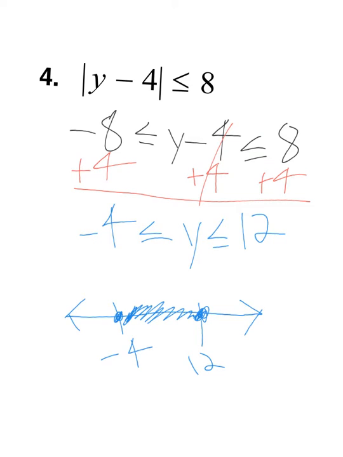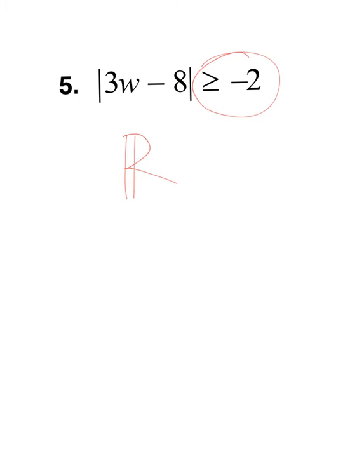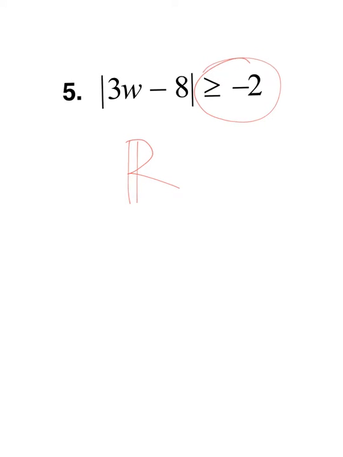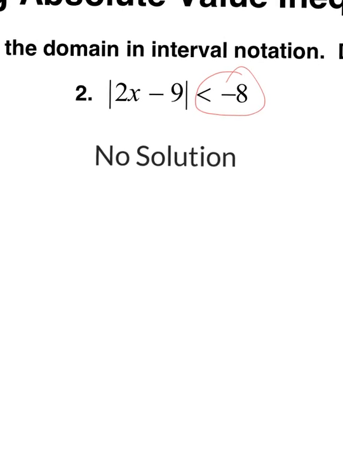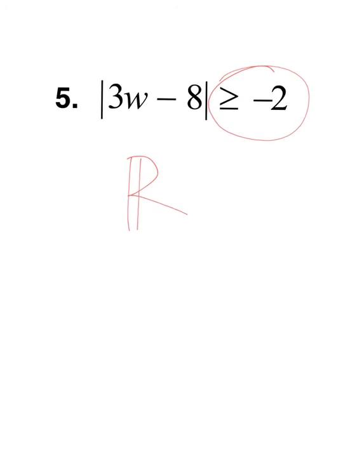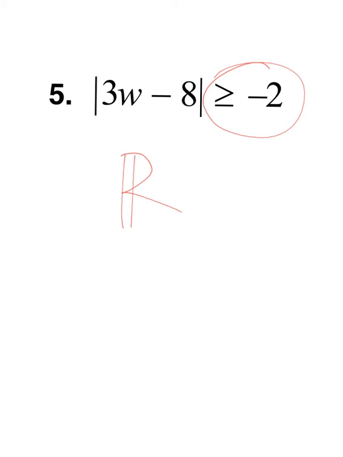All right, moving on, let's look at number 5. Number 5 is all real numbers because it is greater than a -2. So on the other one, I said it was no solution because it was less than a negative. Well, if you're always going to output a positive number, then you're always going to be greater than a negative, so it's always true. So no matter what you plug in, you'll get an answer that's true. So that's why I wrote all real numbers. All right, let's look at number 6.